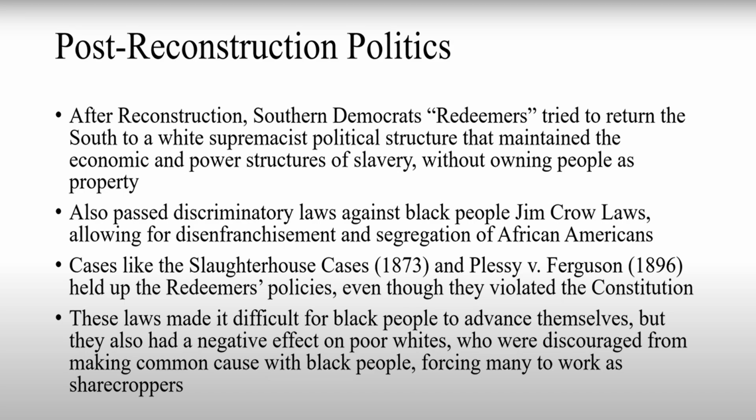And these laws, as I mentioned, they do often have a negative effect on poor whites as well, who in many cases actually have more in common with African Americans than they do with the white planter elite that is controlling politics in the South. There's an effort to prevent African Americans and poor whites from coming together politically. Basically, instead, they're going to provide labor to the white upper class. They're going to work as sharecroppers. They're going to work in factories. They're going to work in various types of employment rather than unite together against the white upper class.